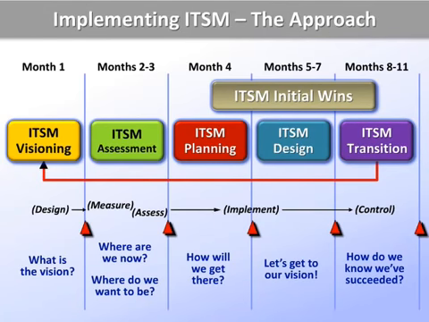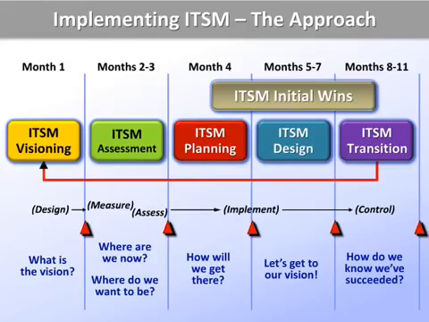Note that this entire approach then circles back to the visioning stage. The reason for this is that an ITSM implementation is an ongoing program. It's not just a one-time project. So, once we have implemented a certain number of improvements and initial wins, we will circle back and then pick our next set of initial wins and improvements that we want to implement, and so on and so on.